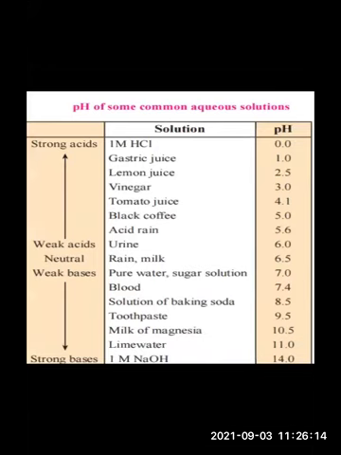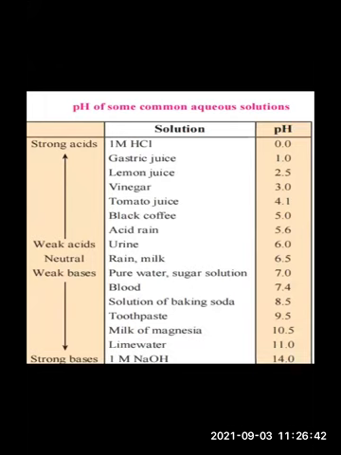Next is gastric juice. It has a pH of 1. Lemon juice, 2.5. Vinegar, that is acetic acid, 3. Tomato juice, 4.1. Black coffee, 5. Acid rain, 5.6. Yes or no? So here, for the acids, the pH values are given.